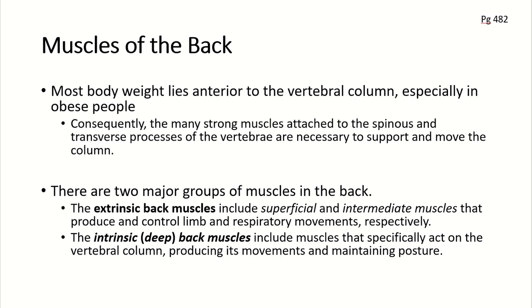There are two major muscle groups in the back. There are the extrinsic back muscles, which include both the superficial as well as the intermediate muscles that produce and control the limb and respiratory movements respectively. But we also have the intrinsic or deep back muscles, which produce movements and maintain our posture. We'll go through the extrinsic back muscles first, and then we'll talk about the deeper intrinsic muscles.